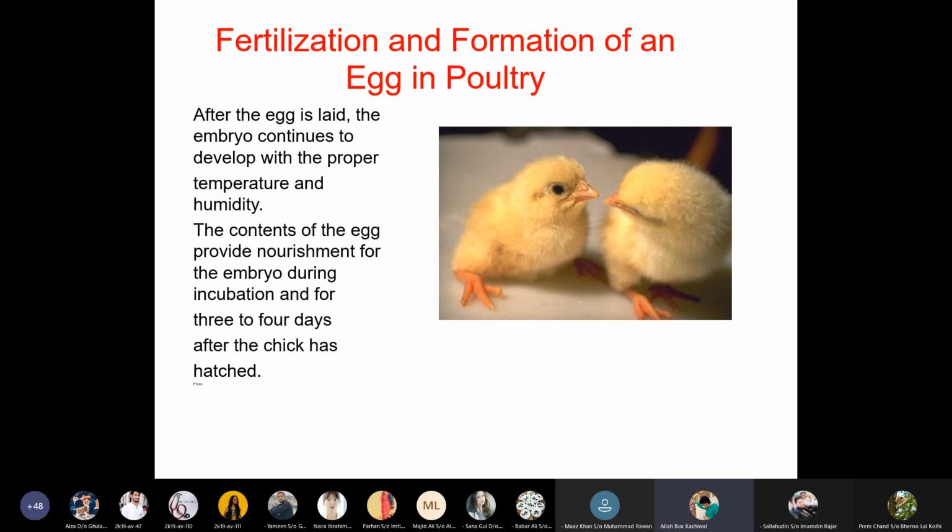After the egg is laid, the embryo continues to develop with the proper temperature and humidity. The contents of the egg provide nourishment for the embryo during incubation and for 3 to 4 days after the chick has hatched.